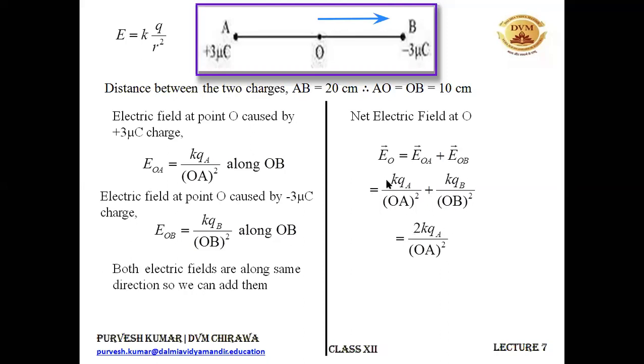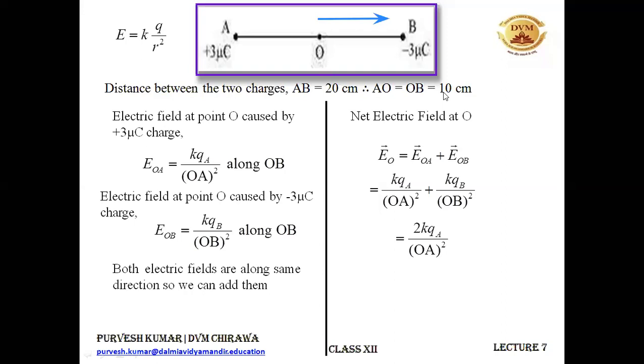Since the charges QA and QB are of same magnitude, in place of K, we can write 9 into 10 to the power 9. In place of QA, we can write 3 into 10 to the power minus 6. And in place of OA, I can write 10 centimeter, and we have to convert it into meter, that is 0.1 meter. 10 centimeter needed to be converted into meters. That will be equal to 0.1 meter.